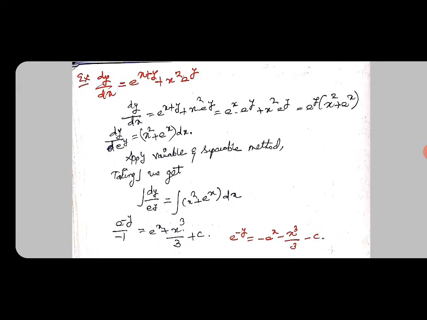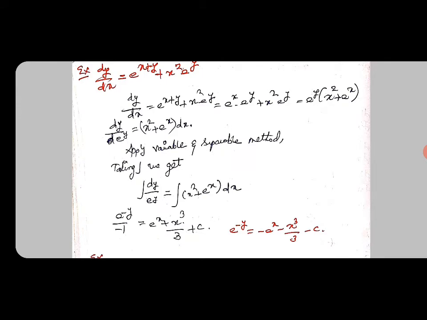We can see the third example. dy by dx is equal to e power x plus y plus x squared into e power y. Actually we need to split the above equation, that is dy by dx is equal to e power x plus y plus x squared into e power y. That is e power x plus y can be e power x into e power y, and then we can take e power y as common, then we get x squared plus e power x.